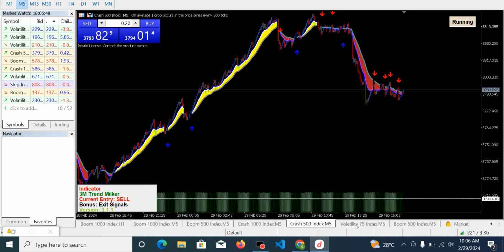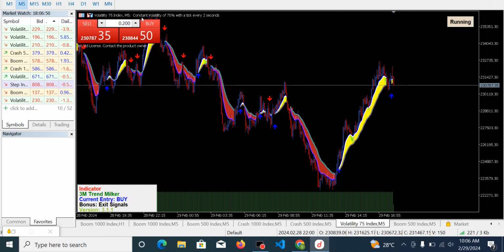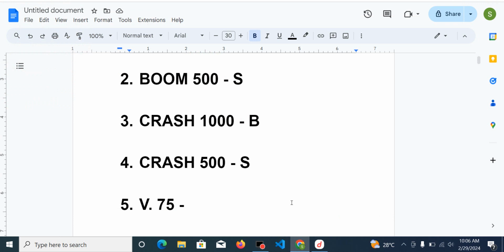And the last asset is going to be V75. Volatility 75 had been on a downtrend for a while, but got to the support zone, was unable to go below that, and it started buying right from there. So this is going to be more of a buying opportunity than a selling opportunity.